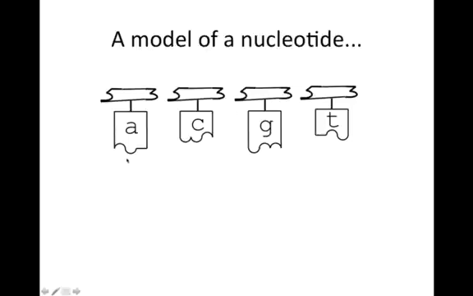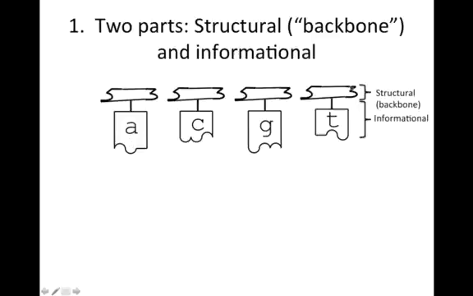Because these are actual chemicals, it makes sense to draw them in different structures. You can see that the 4 have different structures. And we'll get back to sort of how that works out. So again, we can see that we have the structural part, the backbone, and the informational part that actually carries the difference between nucleotides.